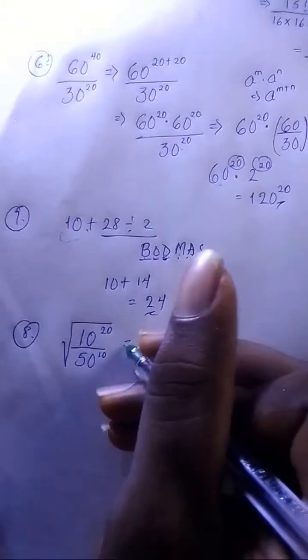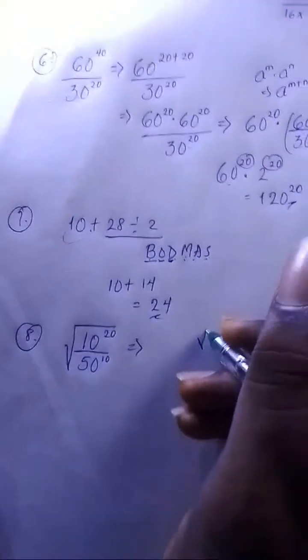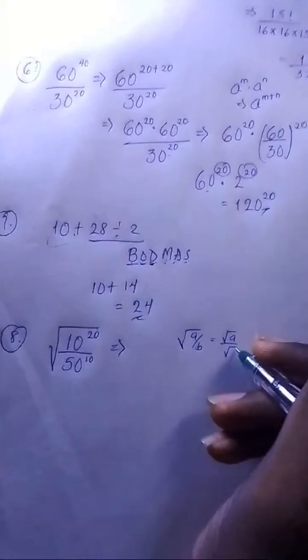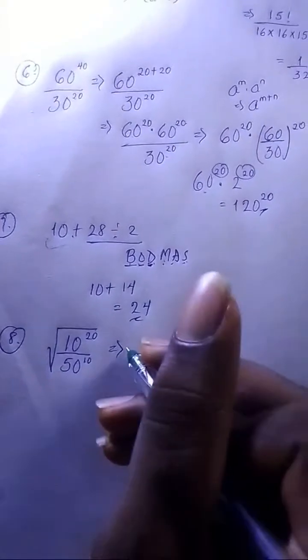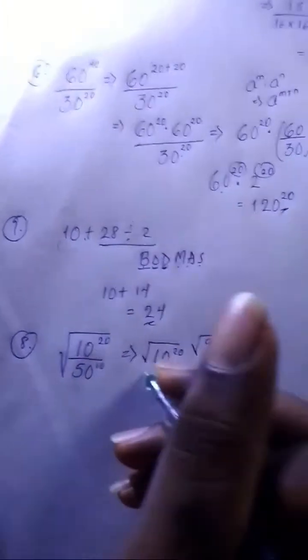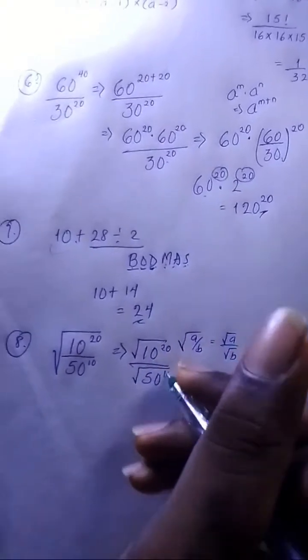The first thing we're going to do, right? Don't forget, when we have square root of a over b, it can also be the same as root a over root b, right? That's what we're going to do here. So we'll separate the square root, meaning we'll have root 10 raised to the power of 20 over root 50 raised to the power of 10, right?